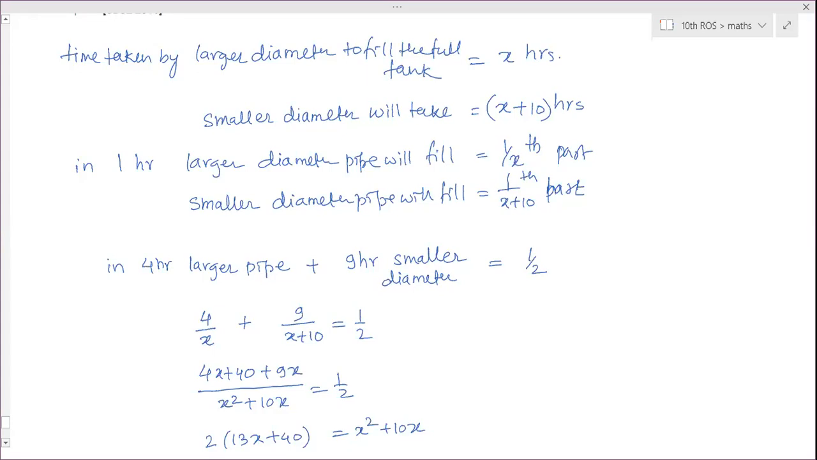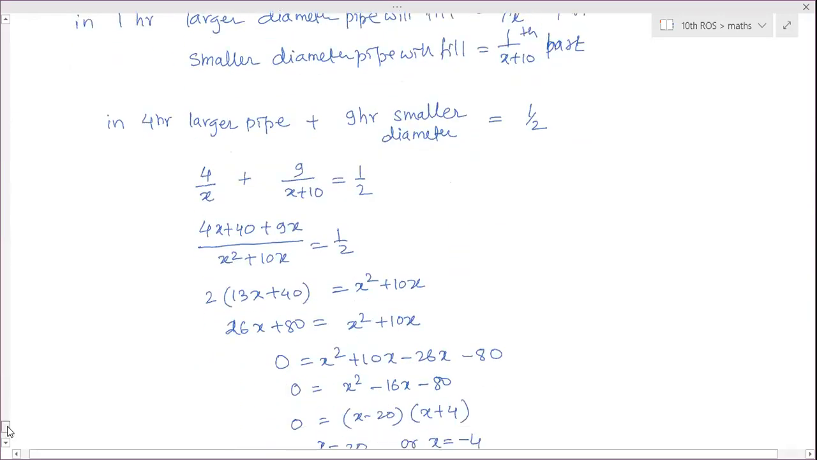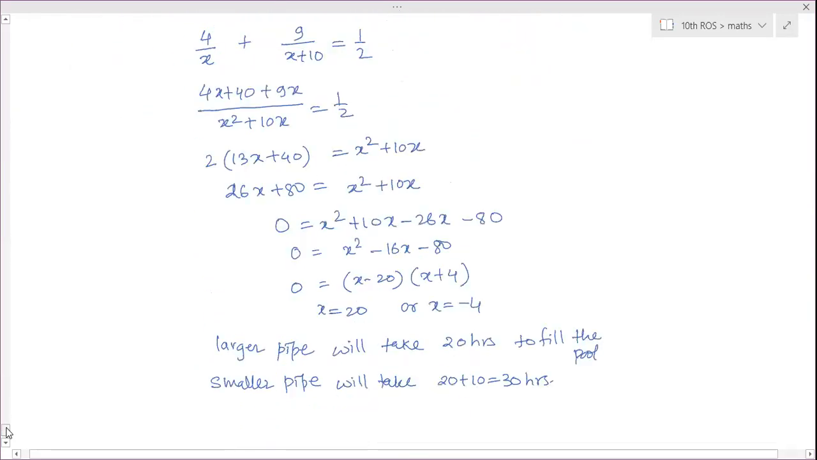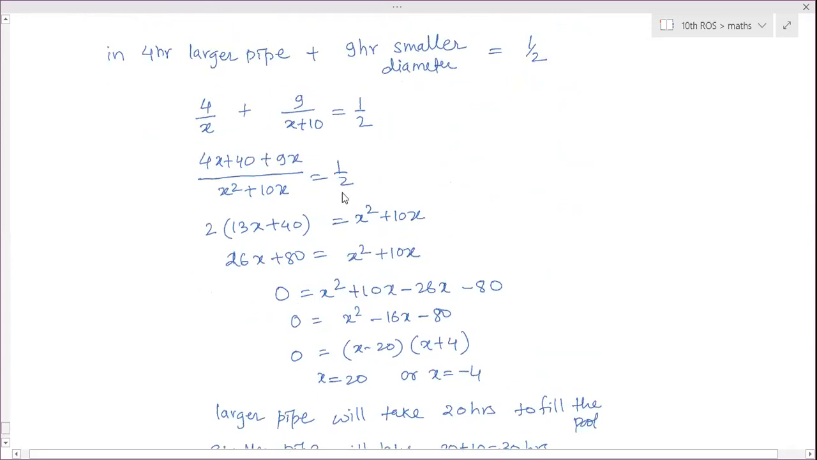Can you scroll down? Yes, ma'am, in trigonometry. One second. Yes, ma'am. Equation you understood?